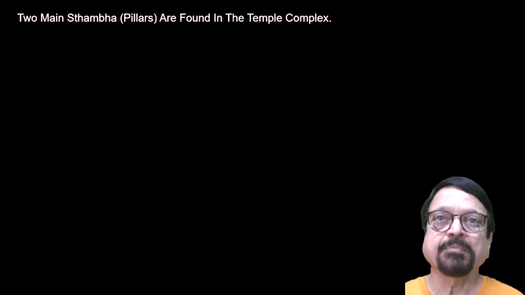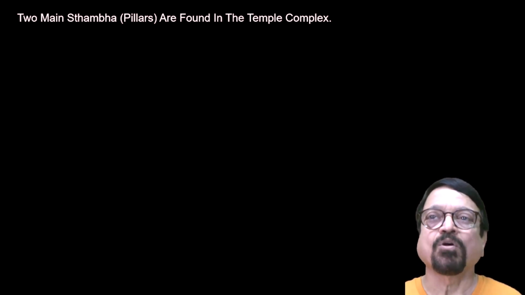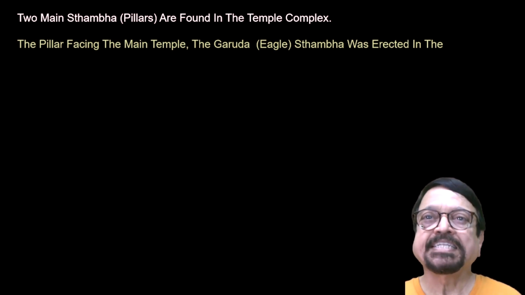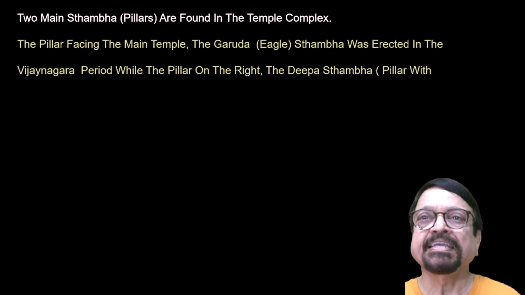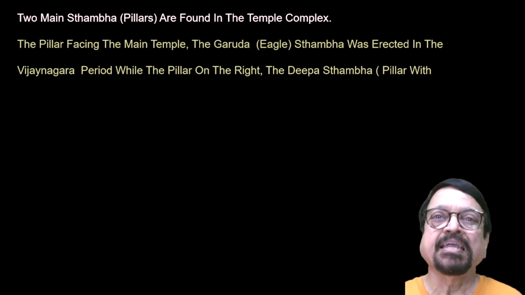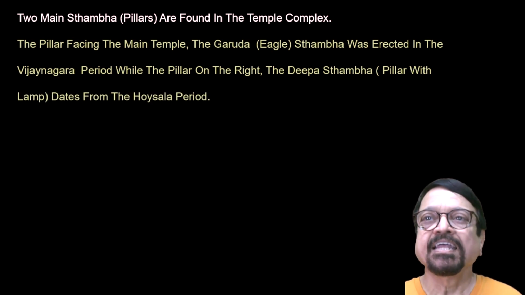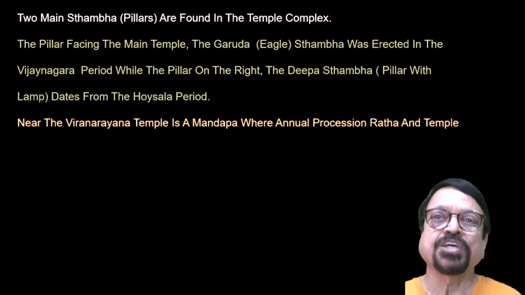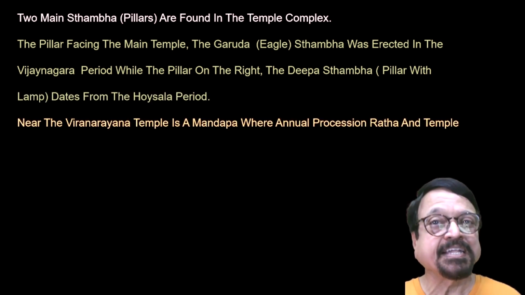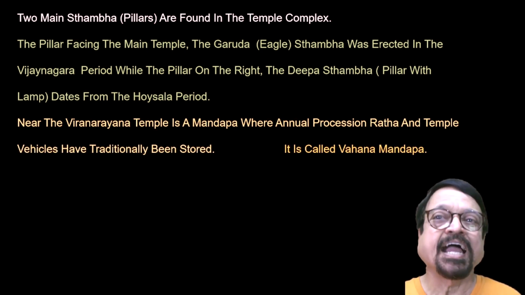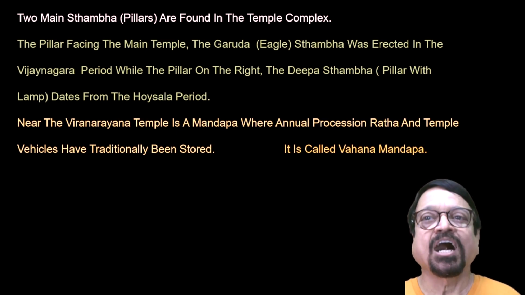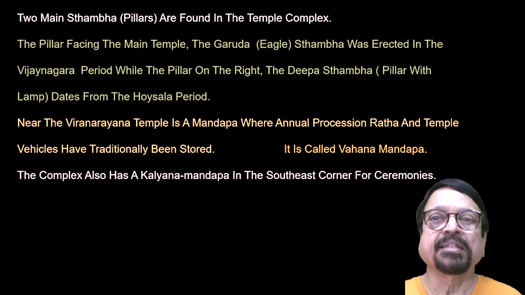Two main Sabha mandapas are found in the temple complex. The pillar facing the main temple is the Garuda Stambha, erected in the Vijayanagara period, while the pillar on the right side, the Deepa Stambha, the pillar with the lamp, dates to the Hoysala period. Near the Vijayanagara temple is the Mahamandapa, where the annual procession ratha and temple vehicles have traditionally been stored. It is called the Vahana Mandapa.